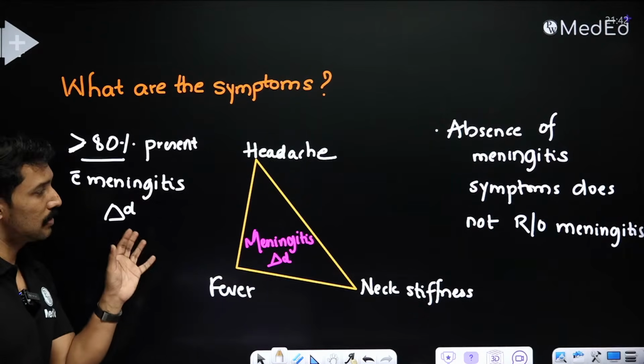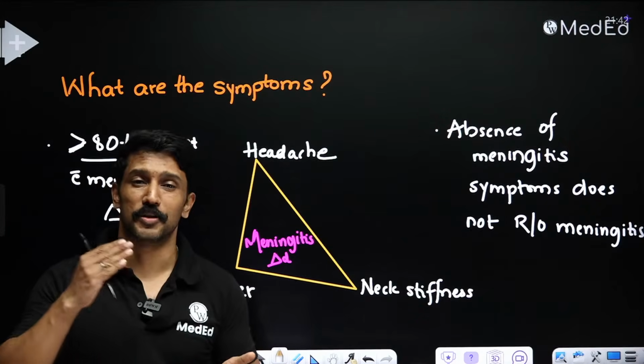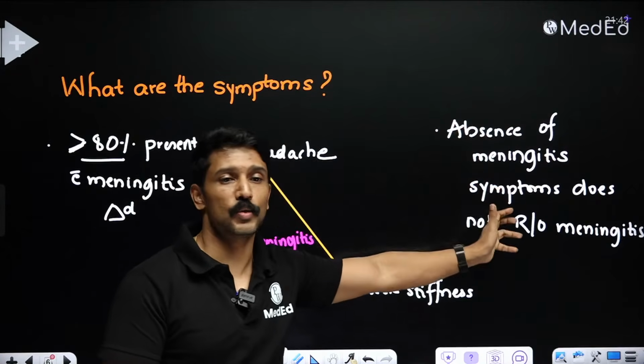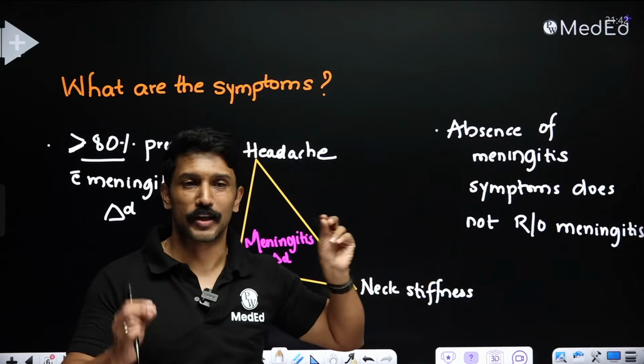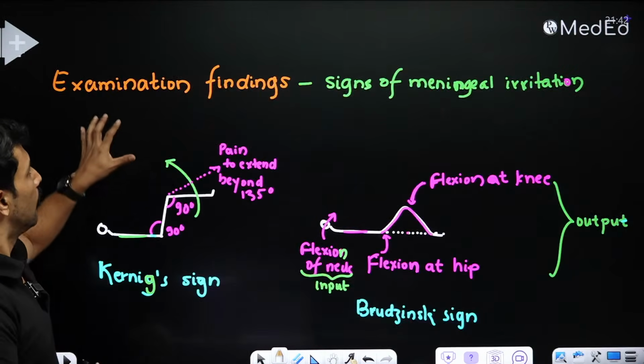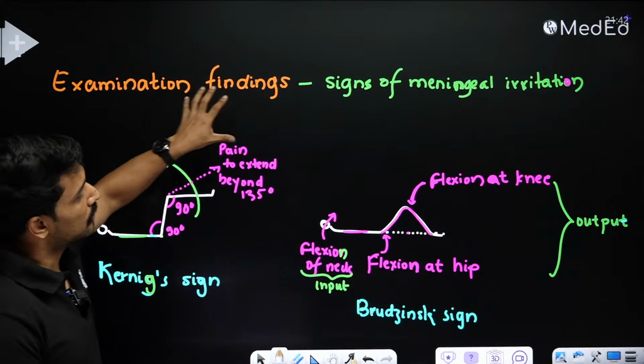But absence is very common in HIV patients, patients on steroids or immunosuppressants. That's why absence of symptoms of meningitis actually does not rule out meningitis. We need to have a high index of suspicion to detect meningitis. When we are suspecting meningitis, we subject them to examination.